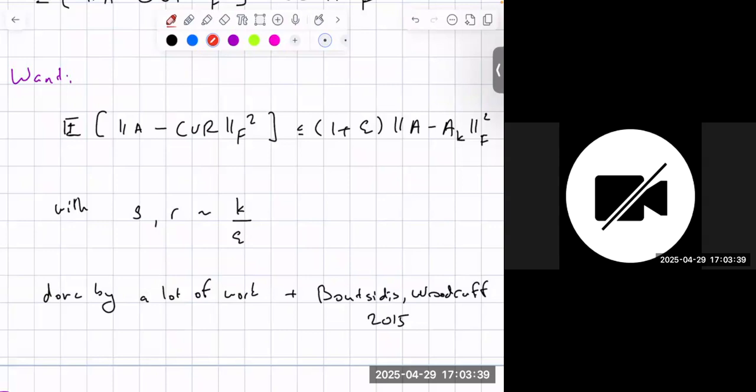And that's about it for the sketching stuff. Or at least that's what I have time to tell you. Now I would like to move on to some other things. Any questions or comments so far?